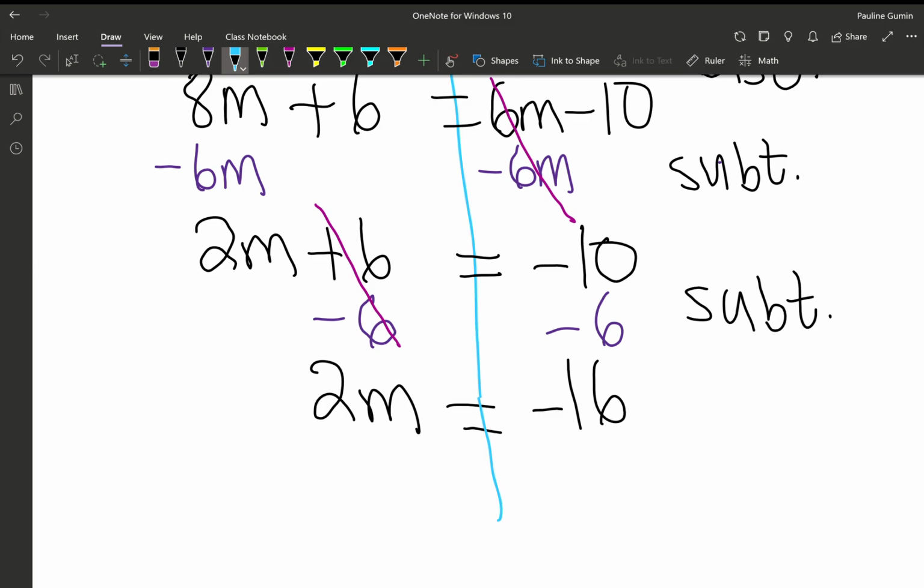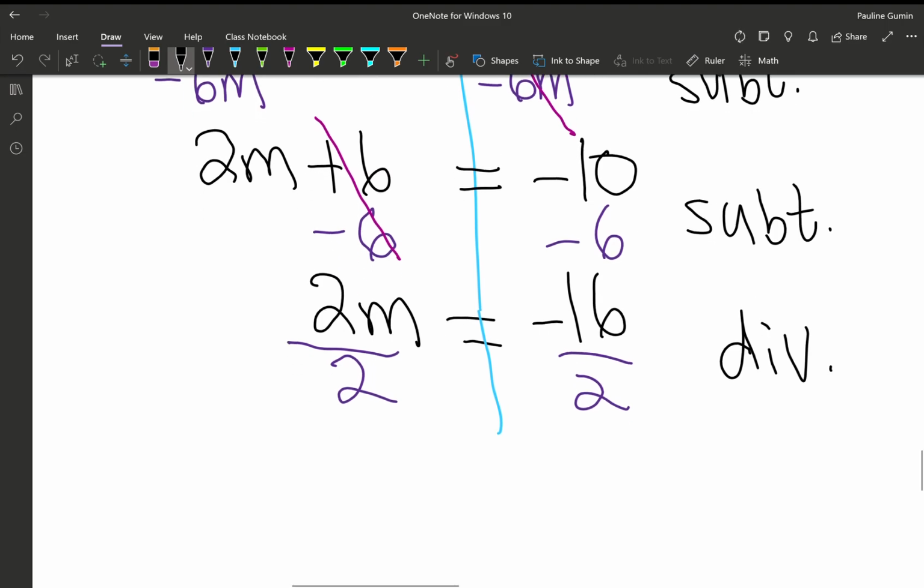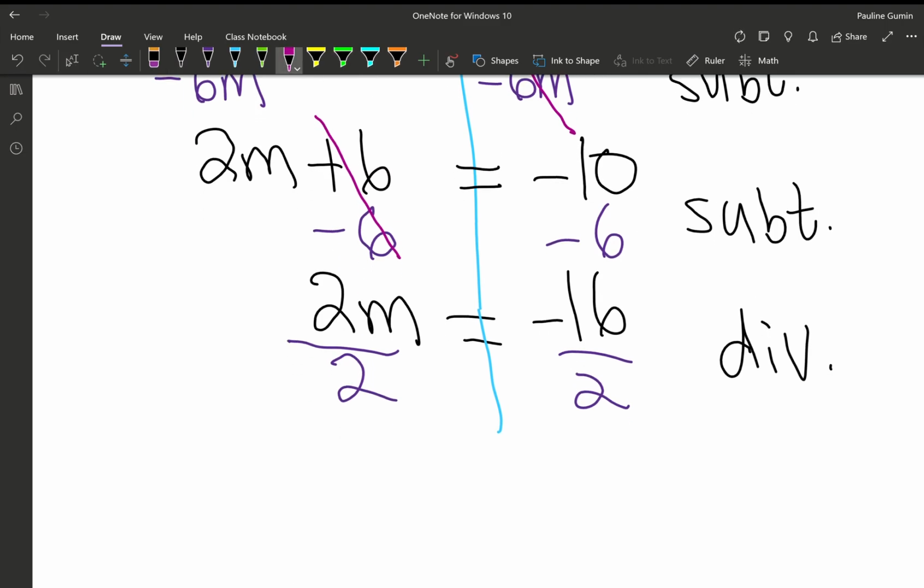One last step. To get that 2 away from the M, we're going to divide. On the left, 2 divided by 2 is 1, so we're just left with the letter M. Oh, why isn't it writing? What just happened? Oh, there we go. And on the right, negative 16 divided by 2 is negative 8.